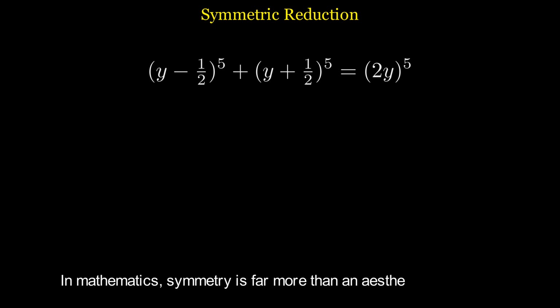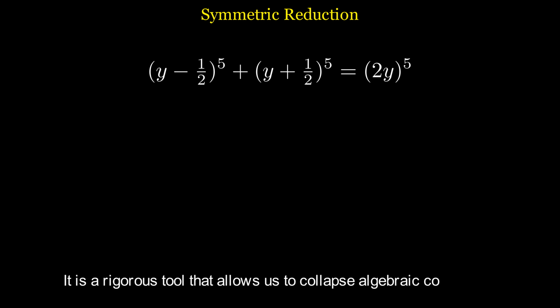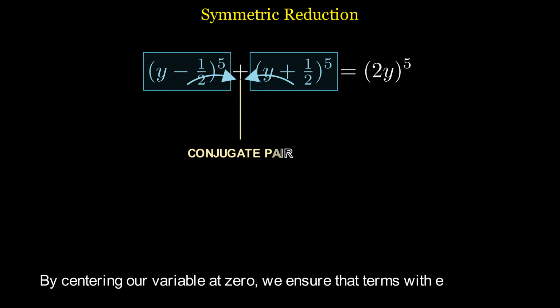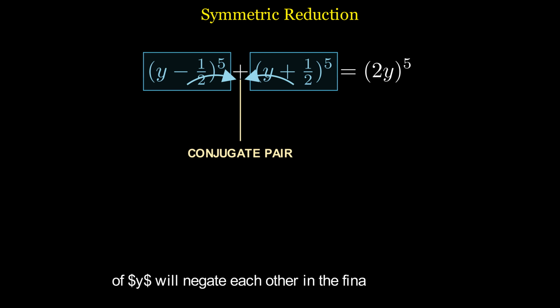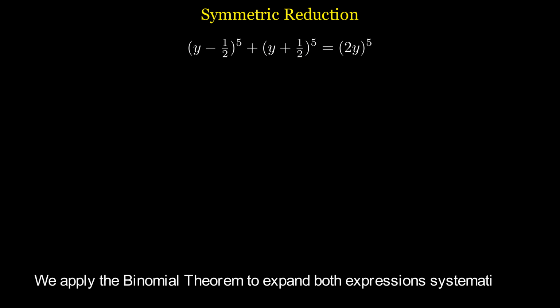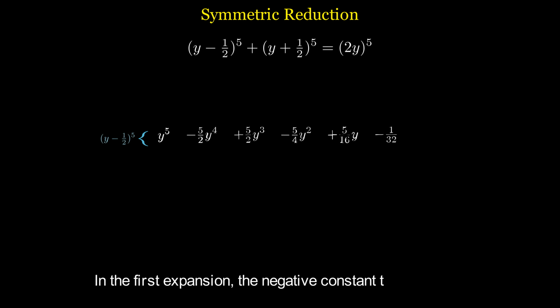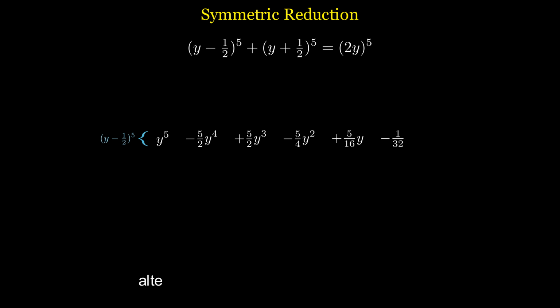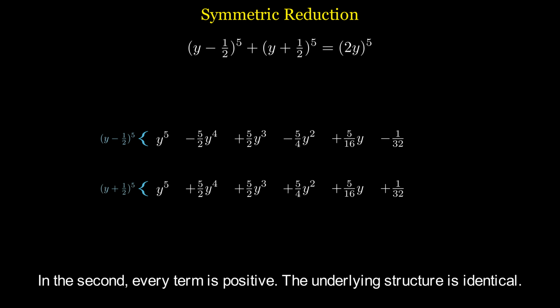In mathematics, symmetry is far more than an aesthetic preference. It is a rigorous tool that allows us to collapse algebraic complexity. By centering our variable at 0, we ensure that terms with even powers of y will negate each other in the final summation. We apply the binomial theorem to expand both expressions systematically. In the first expansion, the negative constant term leads to alternating signs throughout the polynomial. In the second, every term is positive. The underlying structure is identical.